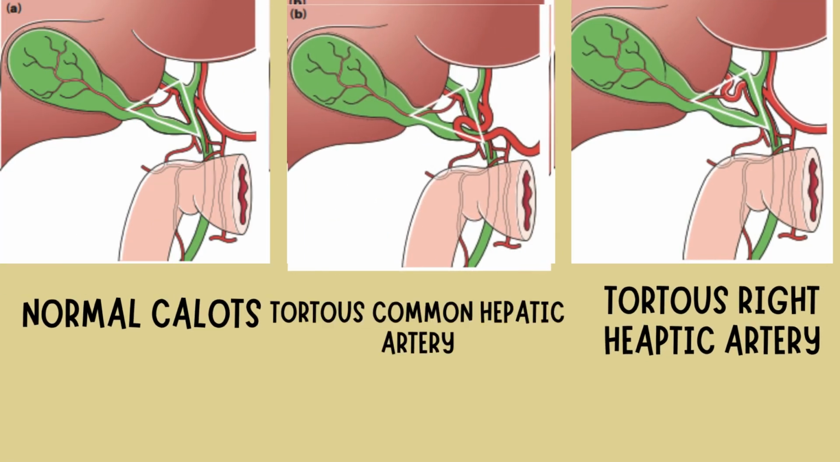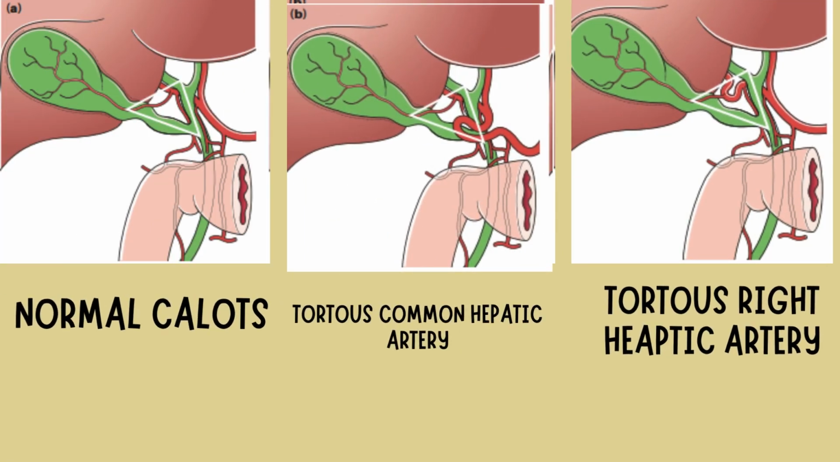The first picture is showing the normal Calot's triangle, in which the lateral border is formed by the cystic duct, the medial border is formed by the common hepatic duct, and the superior border is formed by the inferior surface of the liver. The second picture is showing a tortuous common hepatic artery, and the third picture is showing a tortuous right hepatic artery.